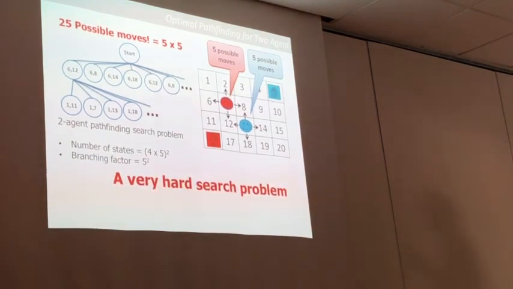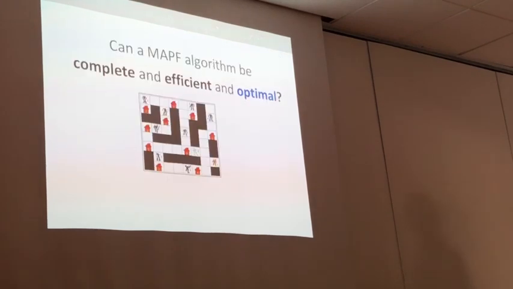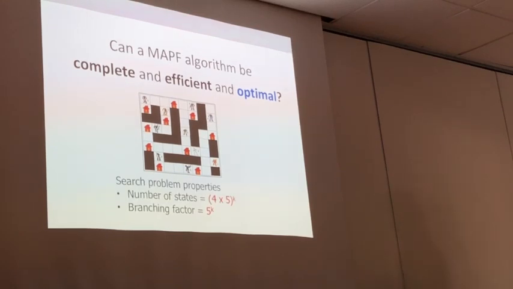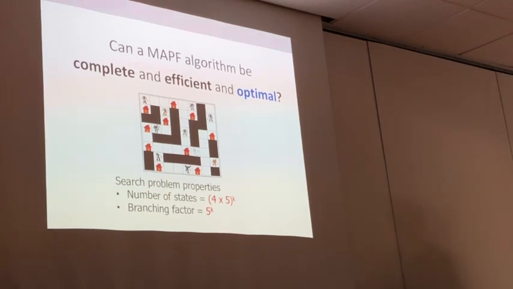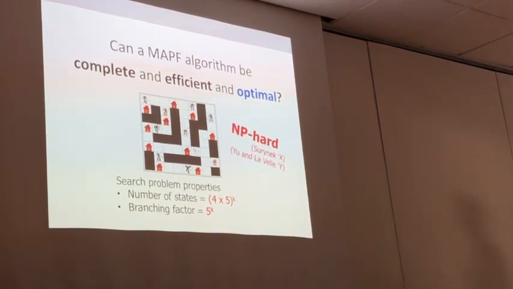So now I go back to the same question I asked you before. Can we find a multi-agent pathfinding algorithm which is complete, efficient, and also optimal? This is again a quiz because you've seen that before. No, the answer is no. And why is that? Informally, the state space is exponential in K, the branching factor is also exponential in K, and more formally, as Roman said before, it's NP-hard.